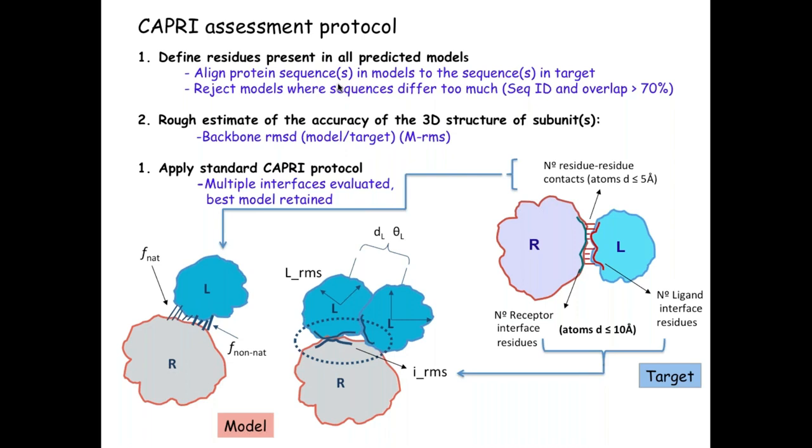First of all, you have to define the residues present in all the predicted models. So you have to align the sequences in the models to the target, and reject models where the sequence differs too much. Then you use some rough estimates. I'm not giving you exactly the protocol, I'm just summarizing what we are looking at. So you evaluate rough estimates of the accuracy of the three-dimensional structure, like the backbone RMSD of the model versus the target, usually of the different subunits.